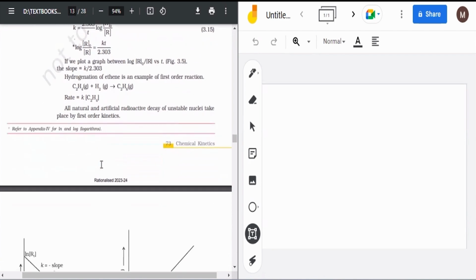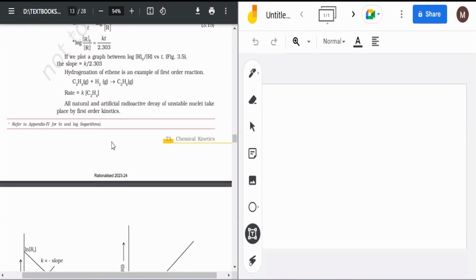And very important thing, all radioactive reactions are first order reactions. All radioactive decay follows first order kinetics. You have to remember this anyhow because this is of utmost importance. Radioactive decay of unstable nuclei takes place by first order kinetics. Remember this thing.